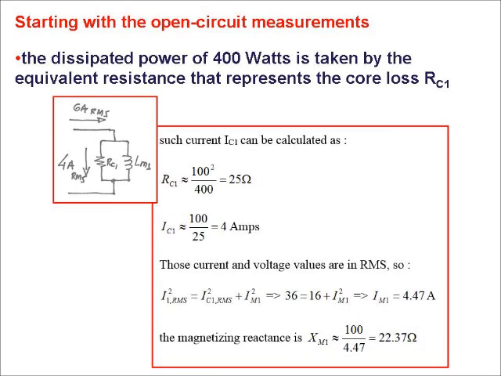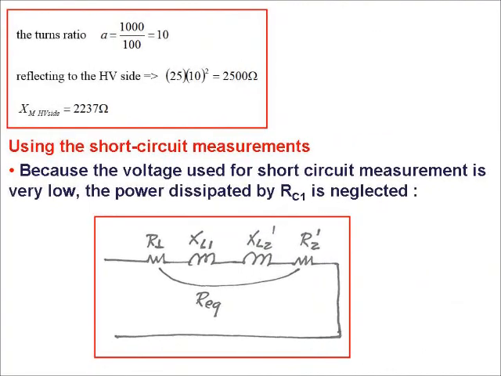The magnetizing reactance is 22.37 ohms. So on the next slide, you see that we are considering here the turns ratio. If you want to reflect to the high voltage side, we have to multiply by 10 squared. So the magnetizing reactance on the high voltage side is 2237 ohms.